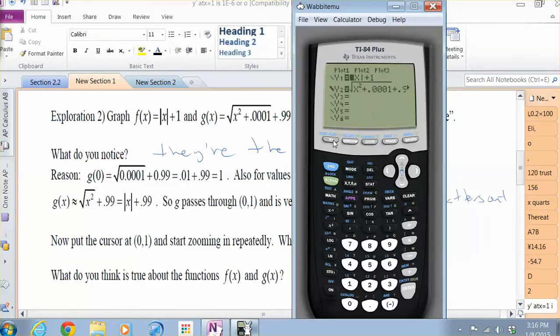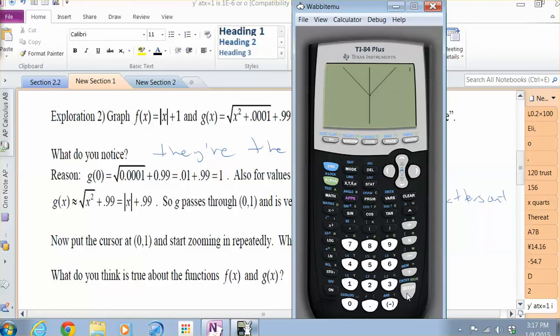And here's the thing, the absolute value of x plus 1, hopefully you guys know, is not differentiable, right, because of the sharp corner. But g of x is actually going to be a differentiable function. It's just a square root function, right? So let's actually go back to our graph. Let's trace. We're at 0, 1. Let's zoom in. Okay. Zoom in a bit more. So here's the absolute value. There's this square root function.